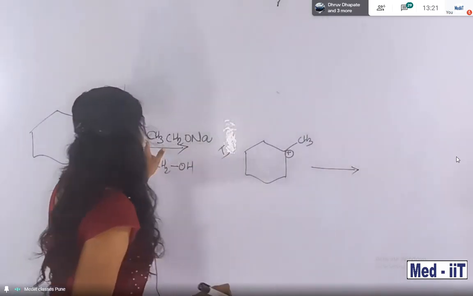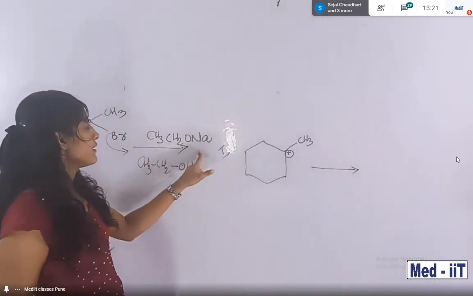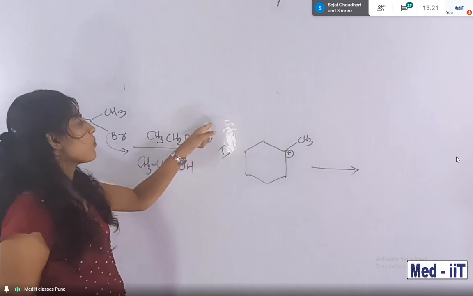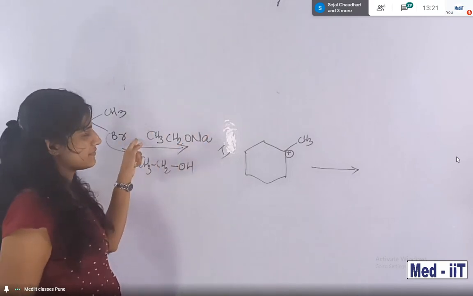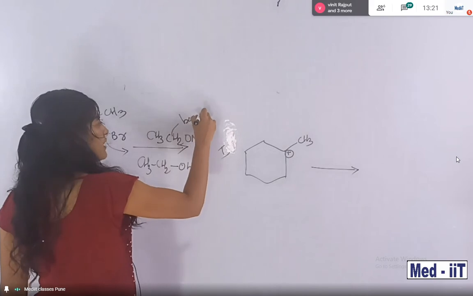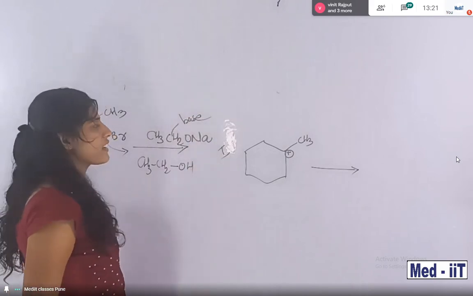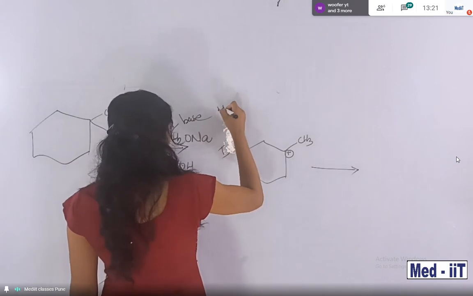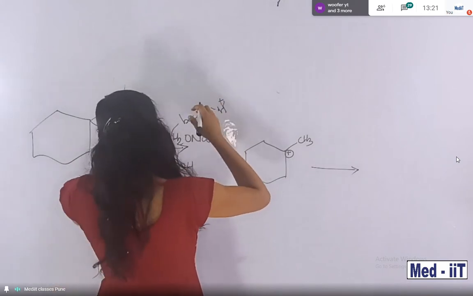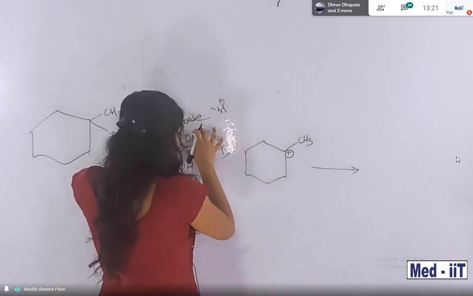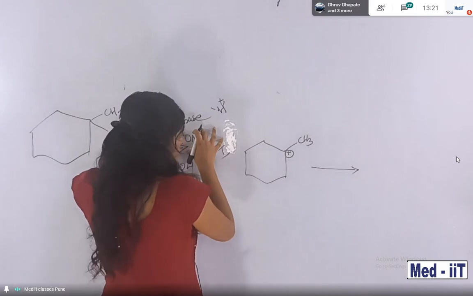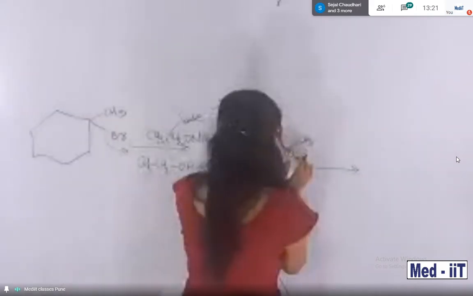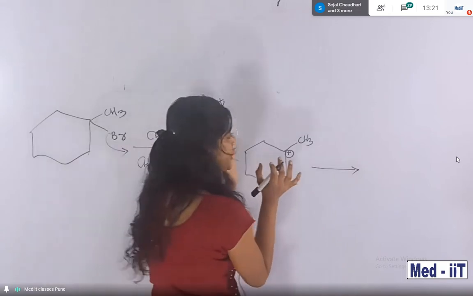Next one. Here CH3CH2ONa. So this is called what? This is a base. Bases are always abstracting a proton. A proton is going to be abstracted by a base. So this base has a tendency to abstract protons.